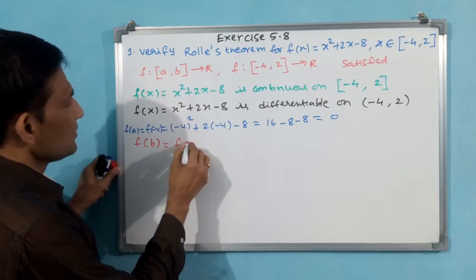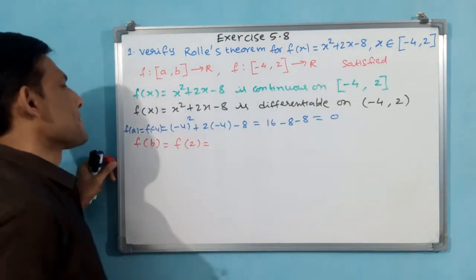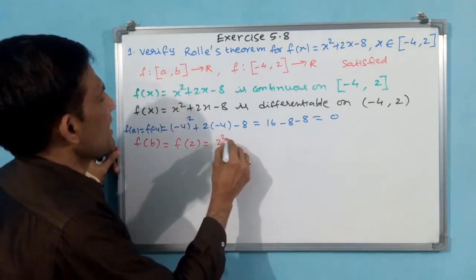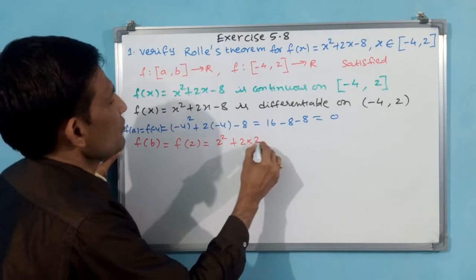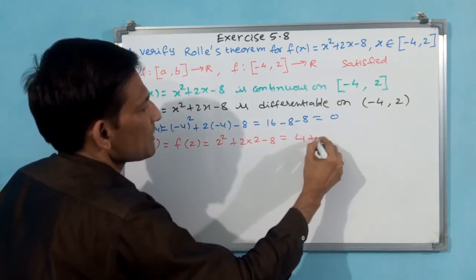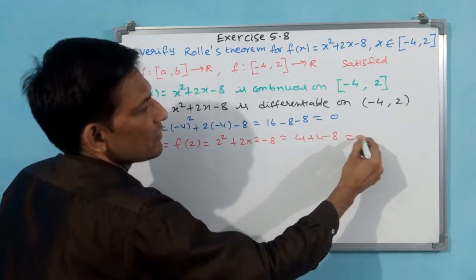f of b is equal to f of 2, b is 2 here. Okay? Then you substitute: 2 square plus 2 into 2 minus 8. 2 square is 4, 2 into 2 is plus 4, minus 8. 4 plus 4 is 8, minus 8 is 0.